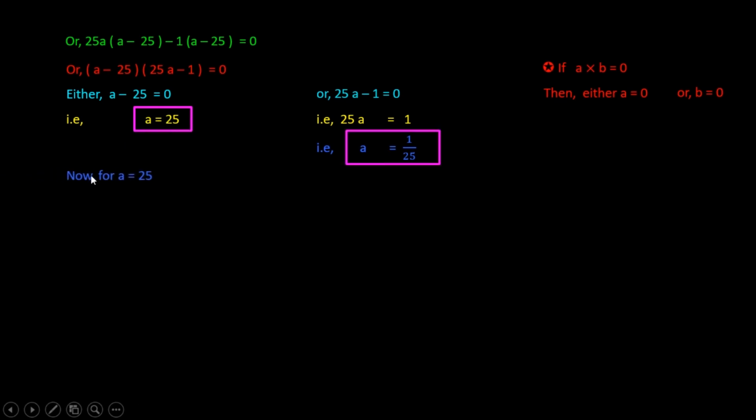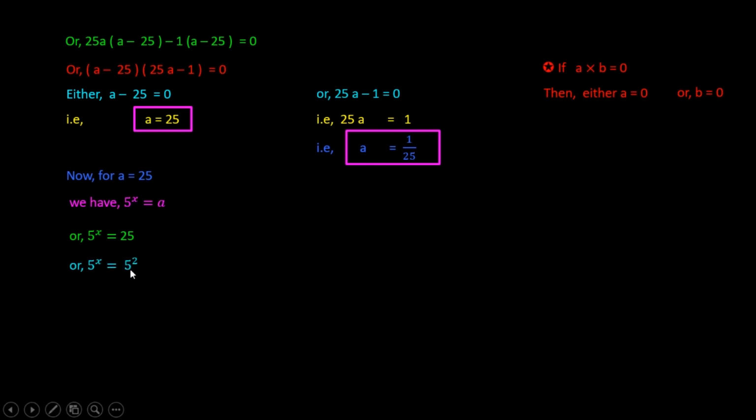For a equal to 25, as we have let 5 to the power x as a, then 5 to the power x equals a, and the value of a is 25. So 5 to the power x equals 25. Now you have to make the bases equal so that you can equate the powers.